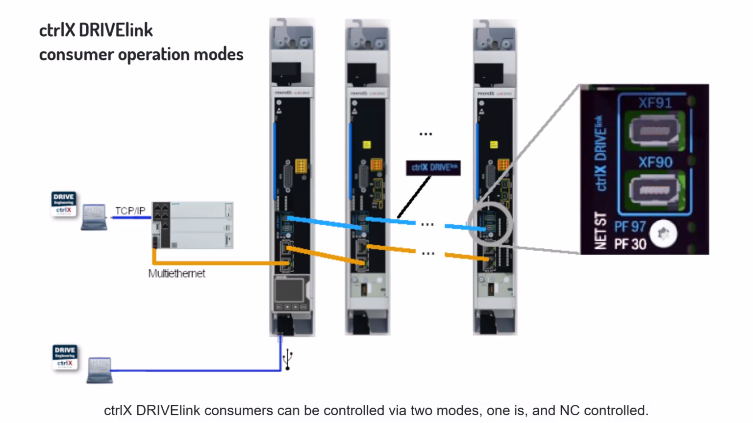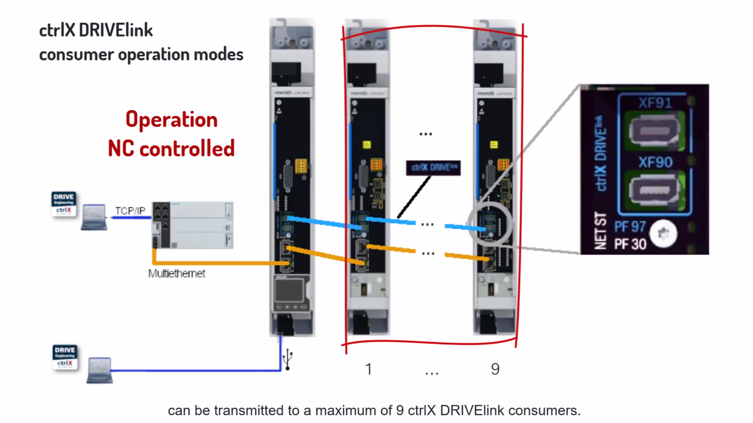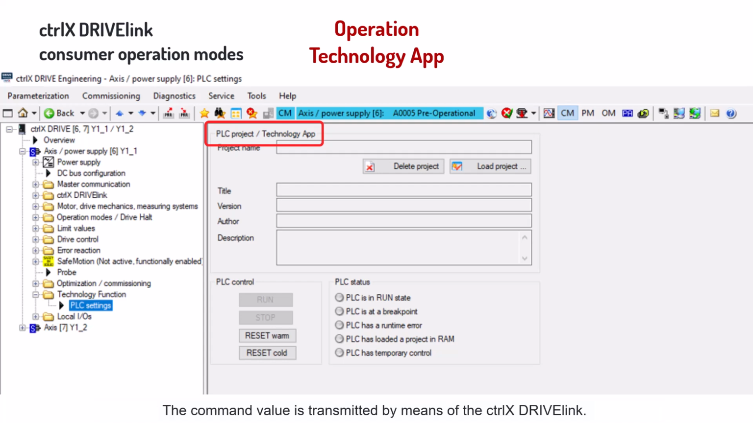The ctrlX DRIVElink consumers can be controlled via two modes. One is NC controlled. The axis is controlled through a higher level control via ctrlX DRIVElink. The command value can be transmitted to a maximum of 9 ctrlX DRIVElink consumers. The other is using a technology app. The ctrlX DRIVElink producer controls the consumer. Command value is transmitted by means of the ctrlX DRIVElink.